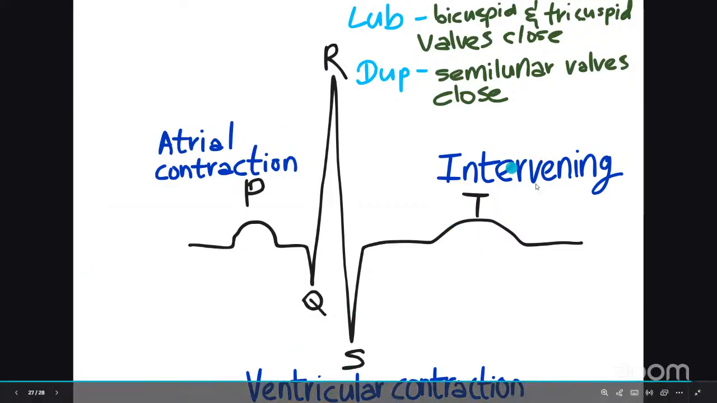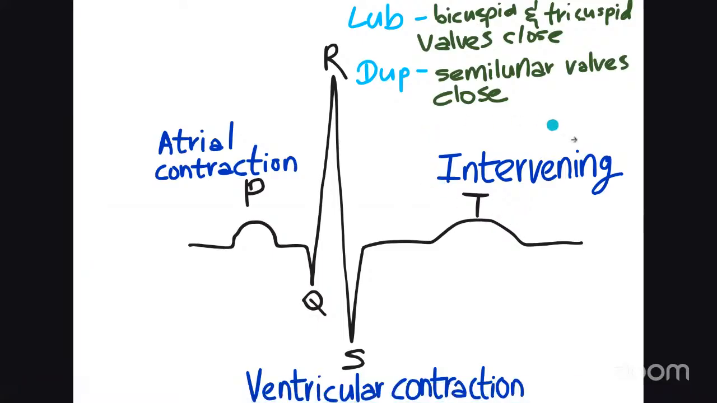Then finally we have the T wave. The T wave is the intervening, that means the relaxing stage. According to this, basically this is what you get in an ECG. A collection of these waves is going to show you an ECG.